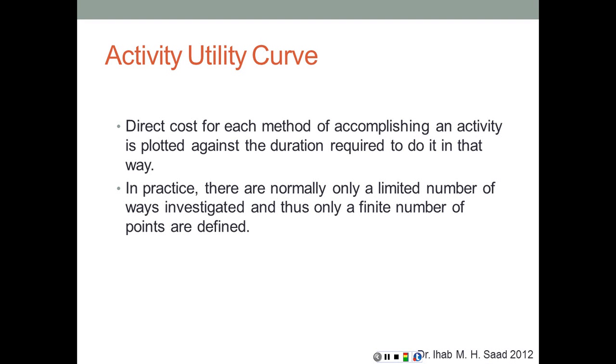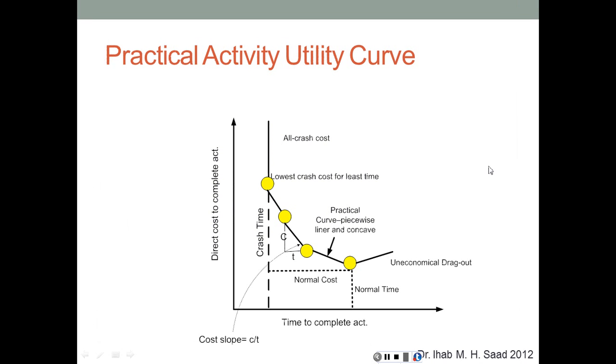So with the activity utility curve, direct cost for each method of accomplishing an activity is plotted against the duration required to do it in that way. In practice, there are normally only a limited number of ways investigated, and thus only a finite number of points are defined. So here it shows the discrete points, point 1, point 2, point 3, point 4, and the cost associated with each one of these.